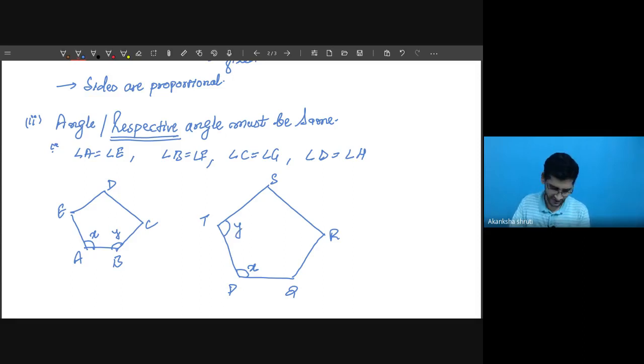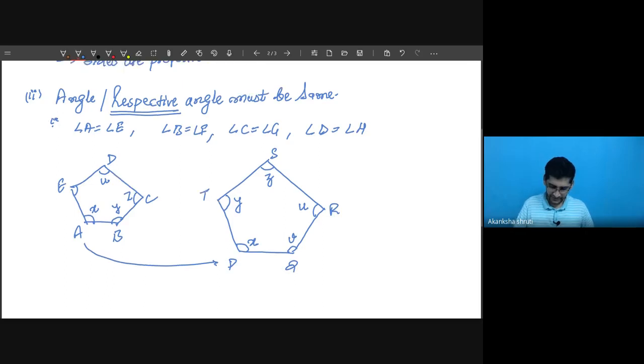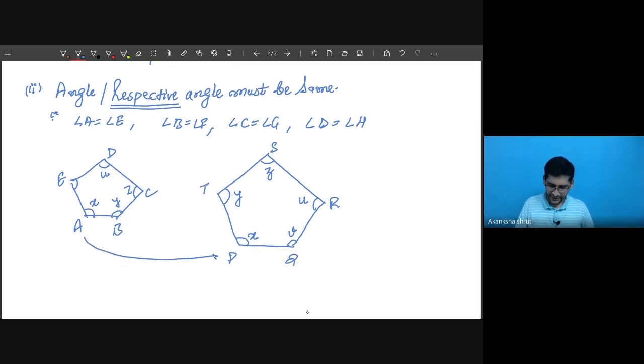It is possible. Then whatever this C is, consider this as Z. Consider this as U, and Q is considered here as V. So this is the condition. Respective means this A is going to match with P, meaning each one has its corresponding angle in the other figure. If I consider the vertex B or angle B, in this case it is Q.